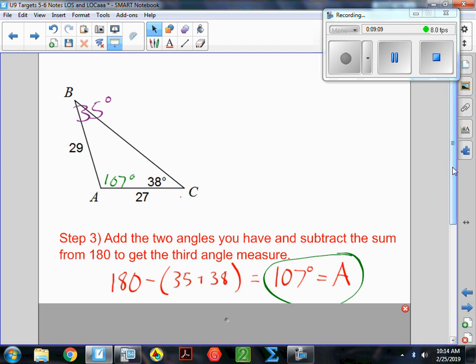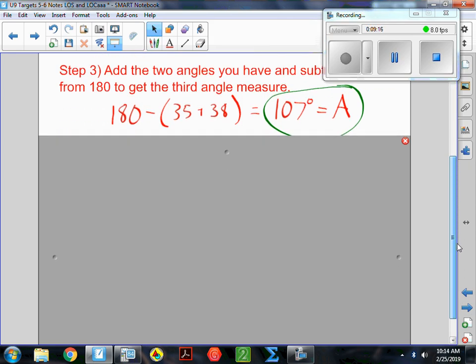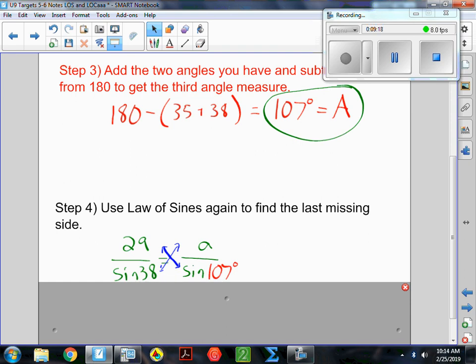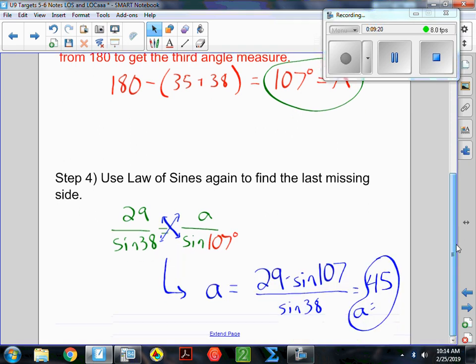And I still have to find side A. So I've done all this math. I still need to find side A. So I set up the law of sines again. Cross multiply. Solve it out with a calculator, and you get side A is 45. And so those are all the steps you need to go through. Looks like we did about 4 steps or so to solve a triangle using the law of sines.